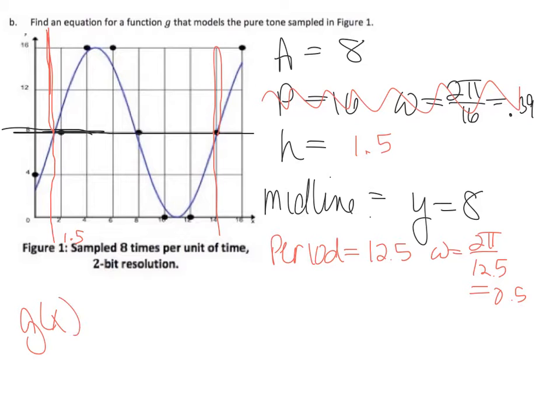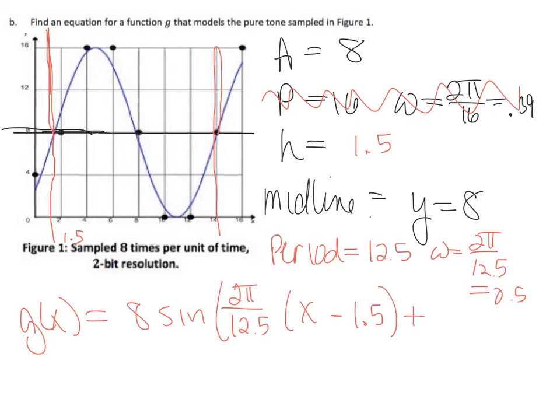G of x equals our amplitude, sine omega, which is 2 pi over 12.5, or 0.5, x minus our phase shift, 1.5, plus our vertical movement, which is 8. Cool.